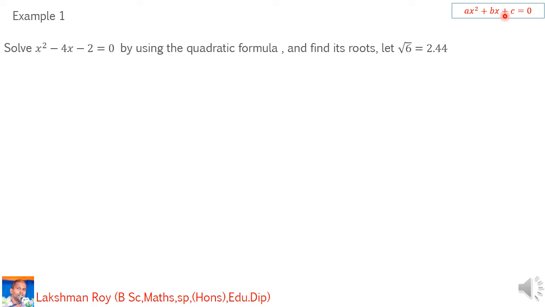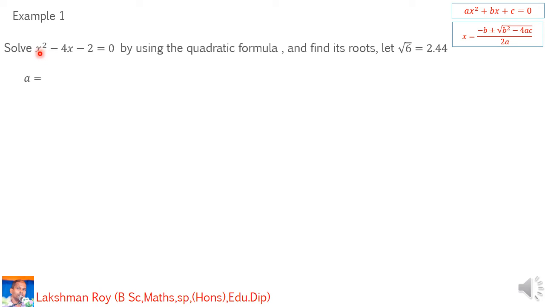Now you can see students, this is the general form of the quadratic equation, right? ax² + bx + c = 0. You know the solution of this general form is x equals minus b plus or minus the square root of b² − 4ac over 2a, right? So now we should know a, the coefficient of x², b, the coefficient of x, and the constant term, c, right?